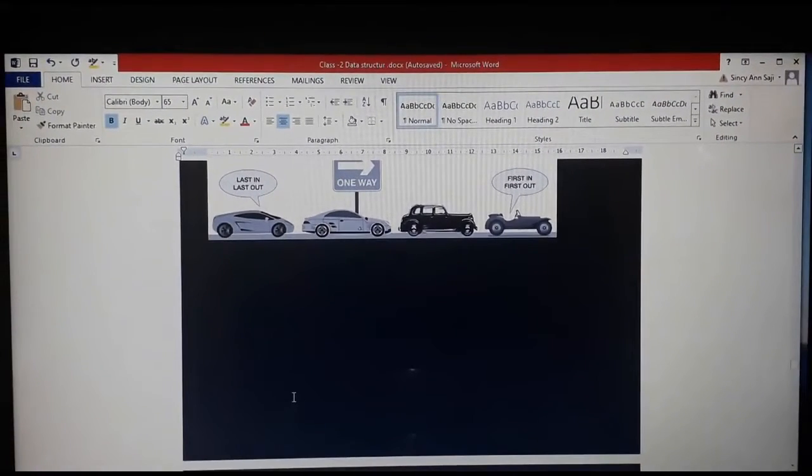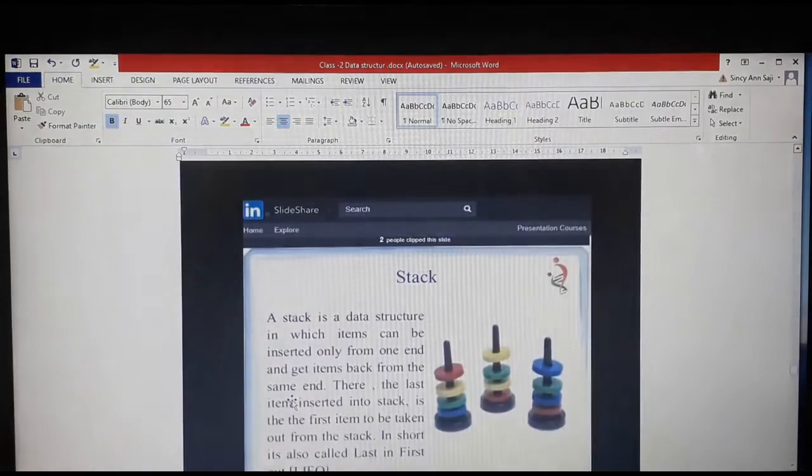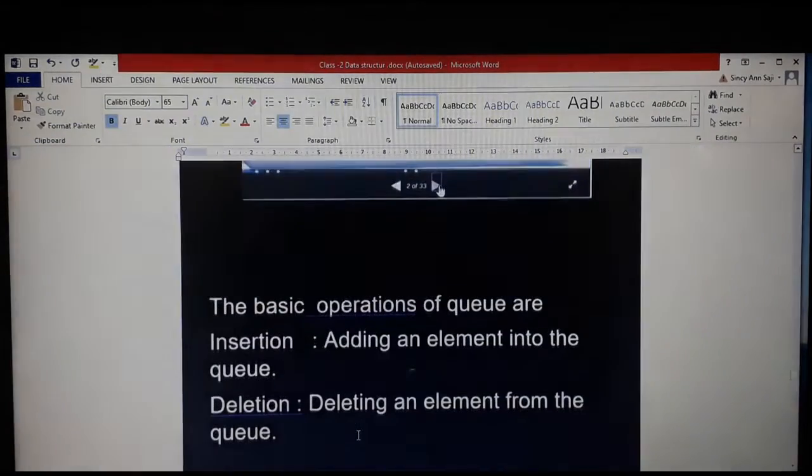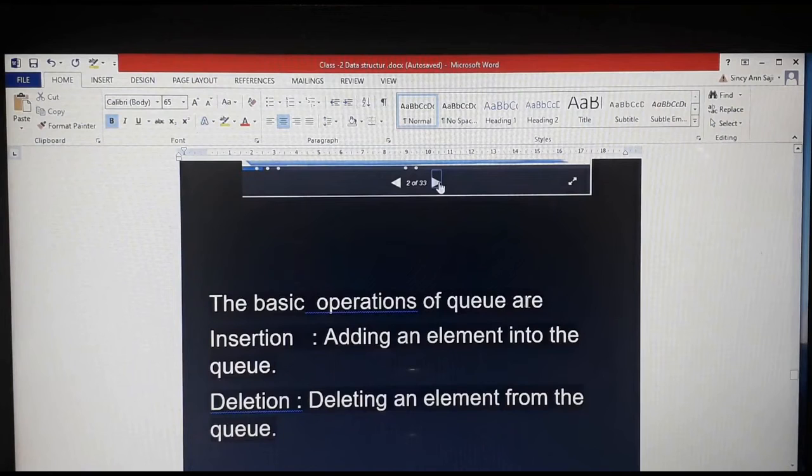Now, I'll show you how the queue works in programming terms. This is the stack. We already studied it and only one end is there. Through that end we are inserting and we are removing. That is why stack is known as a LIFO data structure. Now, the basic operations of a stack are known as push and pop. Push means inserting an element. Pop means removing an element from the stack.